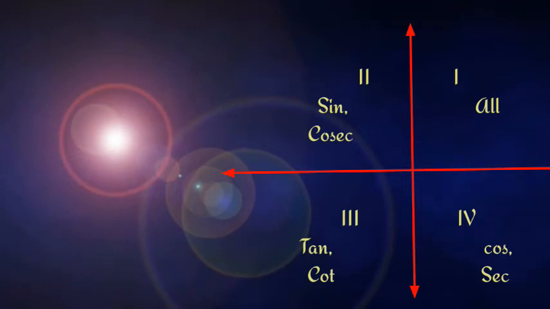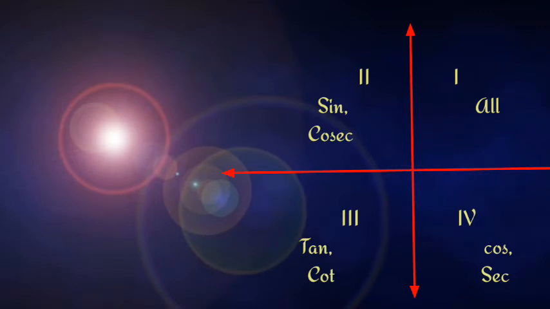We will discuss this concept more elaborately, but before that let's see who is the owner of third and fourth quadrant. So the third quadrant is owned by tan brothers, that is tan and its reciprocal cot, and the fourth quadrant is owned by cos brothers, that is cos and its reciprocal sec.